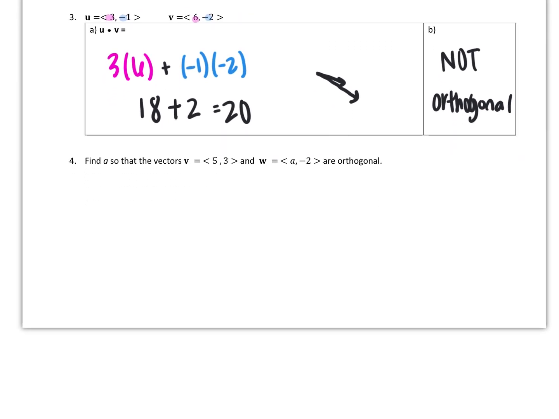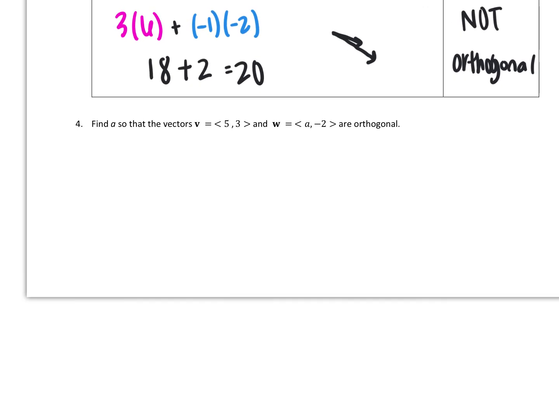The final way that I would ask this kind of question is like example 4. Find a so that the vectors v, which has a component form of 5, 3, and w, which has a component form of a, negative 2, are orthogonal. You'll notice that our unknown here is a, and we're trying to find out what a needs to be so that these two vectors are orthogonal. If we want the vectors to be orthogonal, we need our dot product to equal 0. So we want v dot w to equal 0.